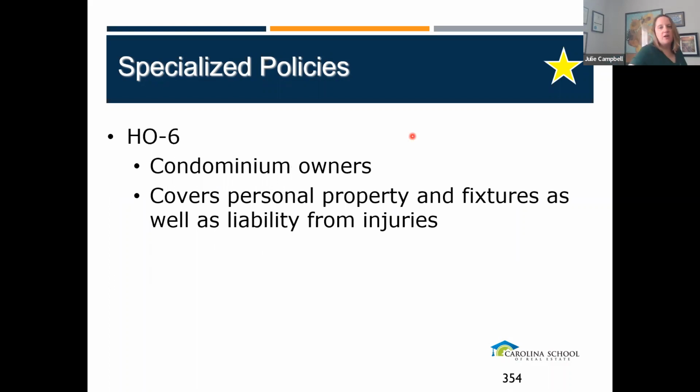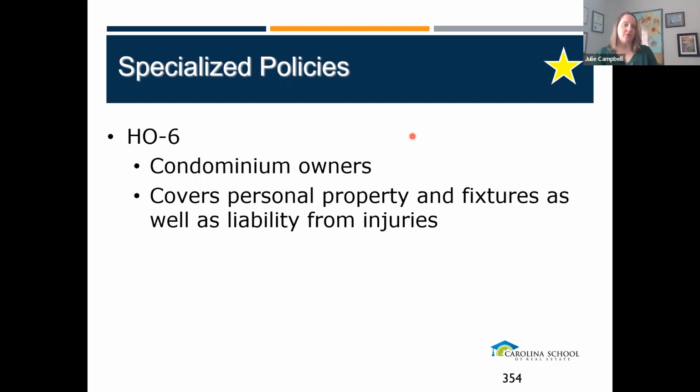And then the other one we're going to talk about is the HO6. This is our condominium owners. Again, condo owners are a little different, right? Because they don't own the structure. They're a walls-in ownership. Condo owners own from paint to paint or sheetrock to sheetrock.